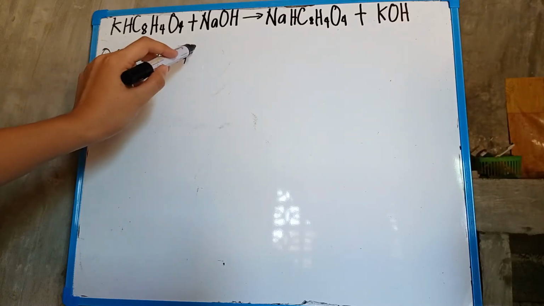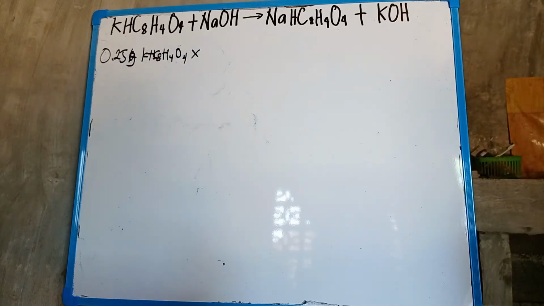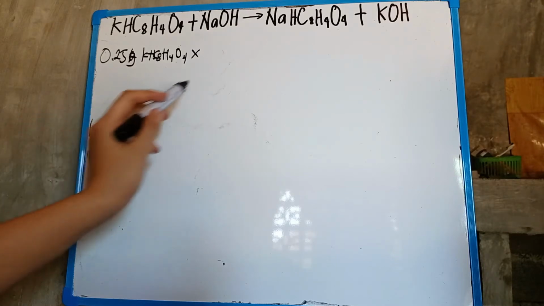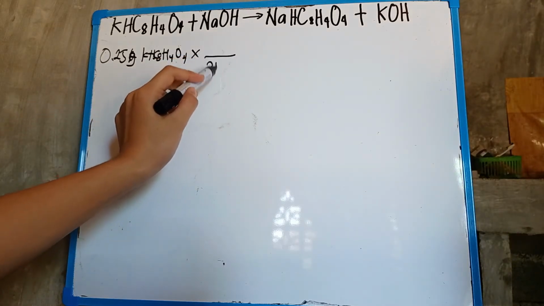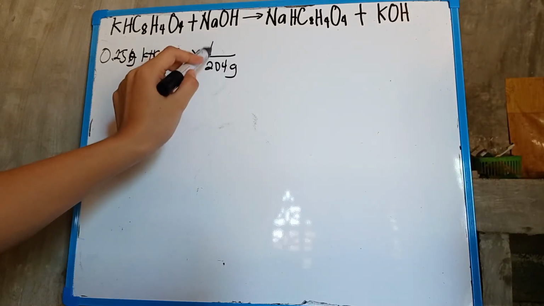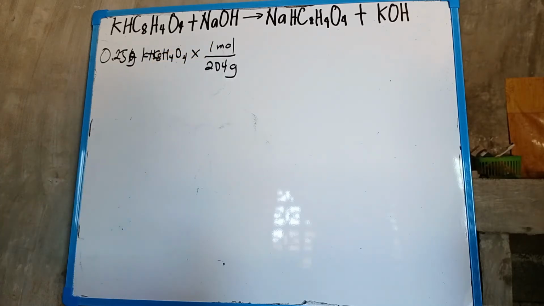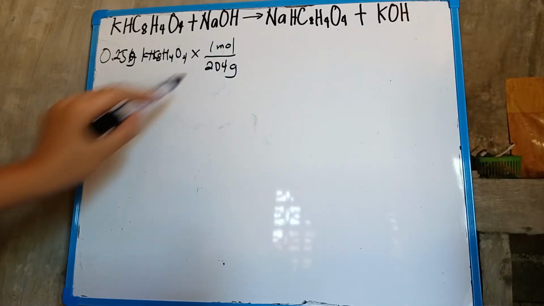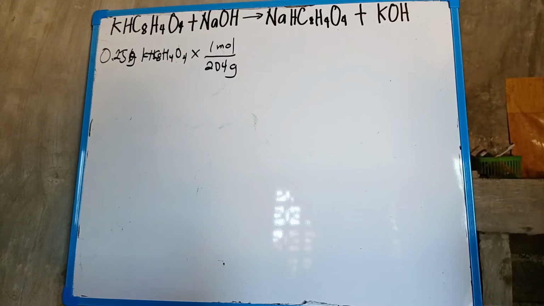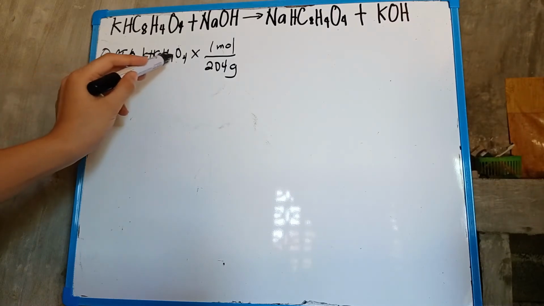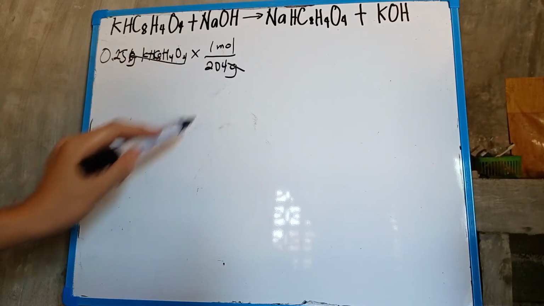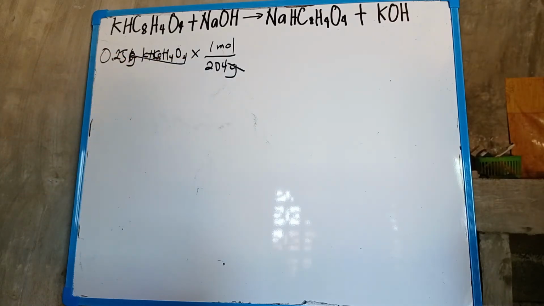Then multiply by the molar mass of this compound. The molar mass of it is 204 grams over 1 mole. If the molar mass is not given, we need to solve for it first. So cancel out the grams, and we now have our mole.